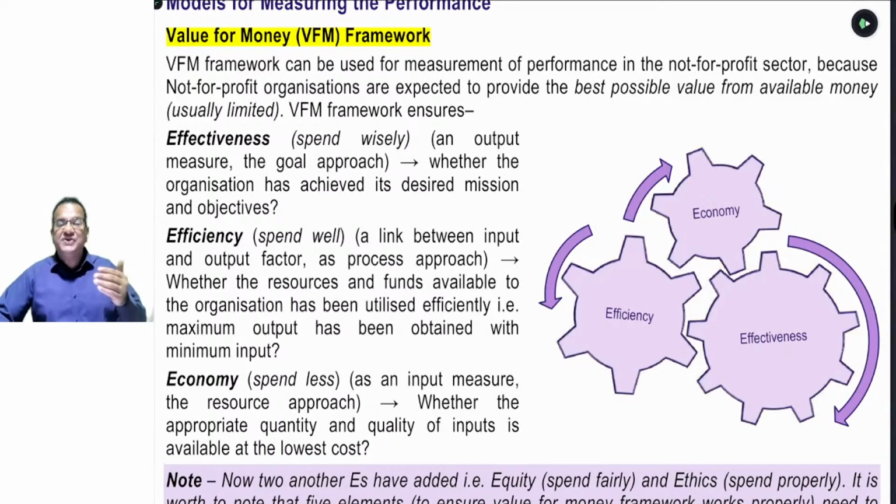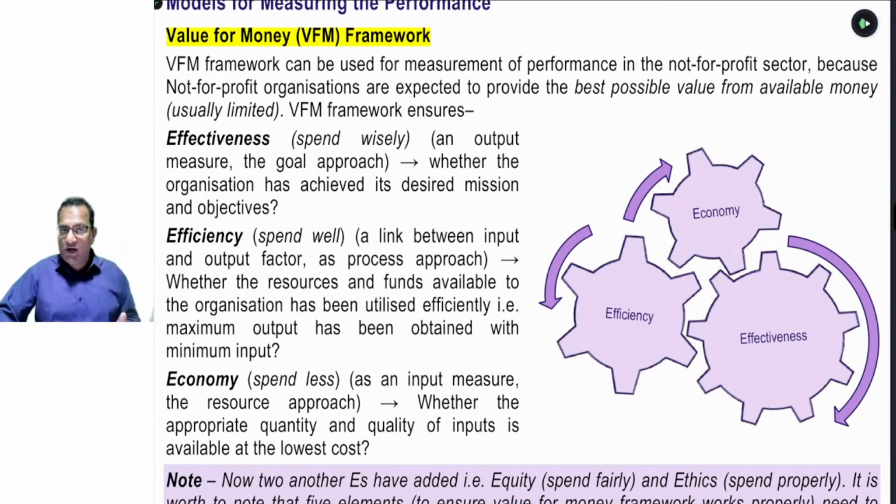And second, efficiency. Efficiency means whatever input you have put in, whether you have gathered the maximum result, maximum output from that input or not. In other words, whether you have followed the principle of minimum input with maximum output. We will find out the maximum output with whatever minimum input we have. So this checks resource utilization.